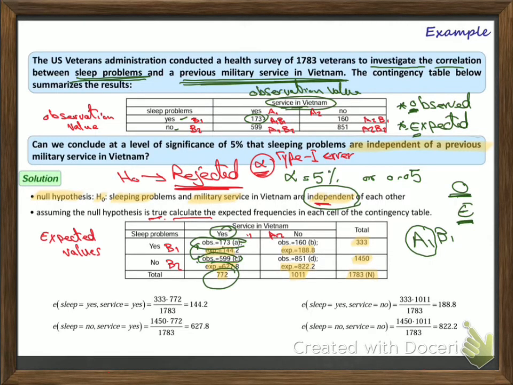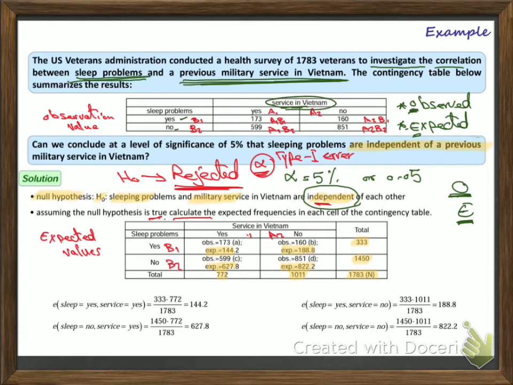The same thing here, I have an A2. This is the observed number, and this is the other observed number, and this is the total, 1011. So adding up 173 plus 160 equals 333. 599 plus 851 equals 1450. 720, the total of the column, plus the total of the other column will give me 1783, which is the same number which he has given you. So our calculation is correct.